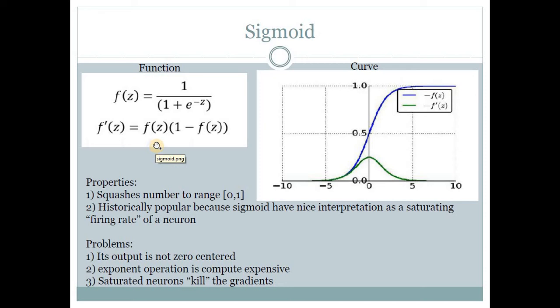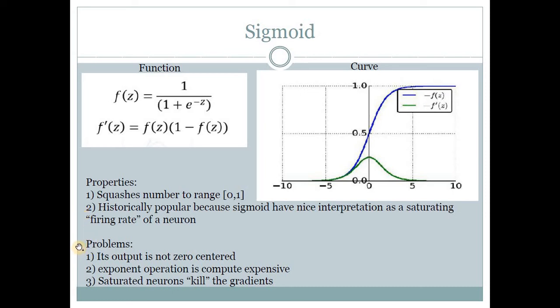Some of the properties of the sigmoid function are as follows. It gives the output in the range between 0 and 1. Historically popular because the sigmoid has a nice interpretation as a saturating firing rate of a neuron.